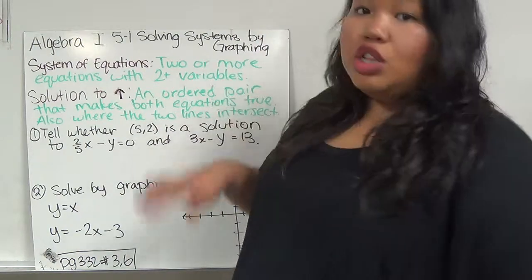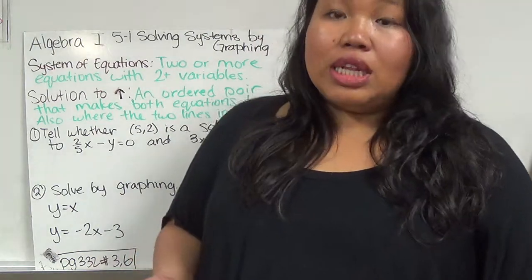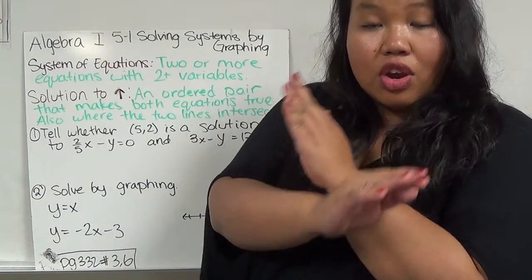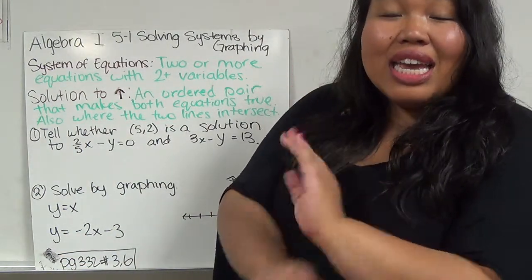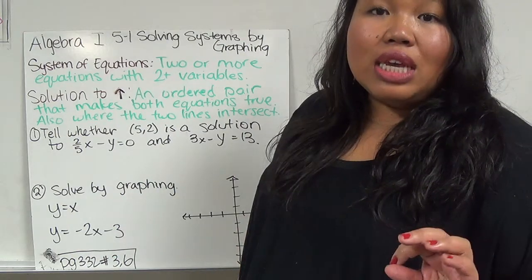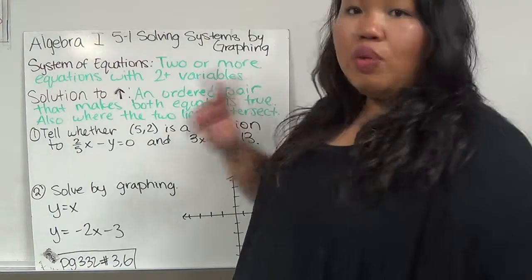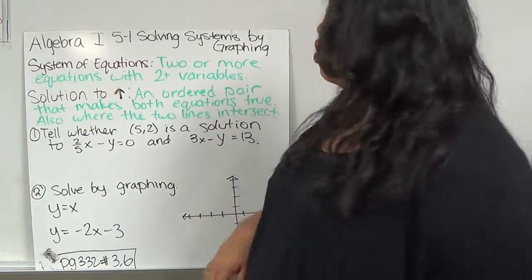In order to find a solution, if I have two equations of two lines and I graph them together, where they intersect is a solution. And what that means is if I plug in that point where they intersect, it satisfies both equations. It makes both equations that we're dealing with true.